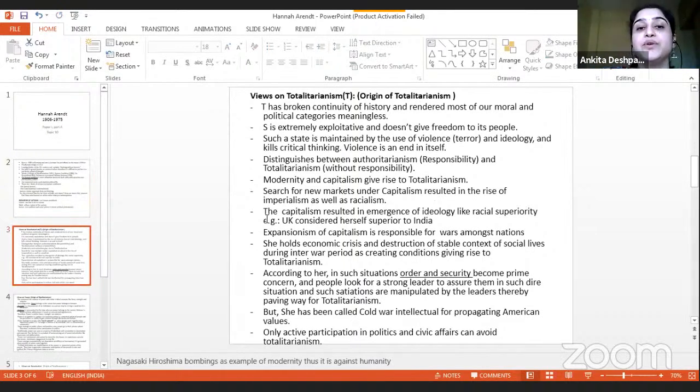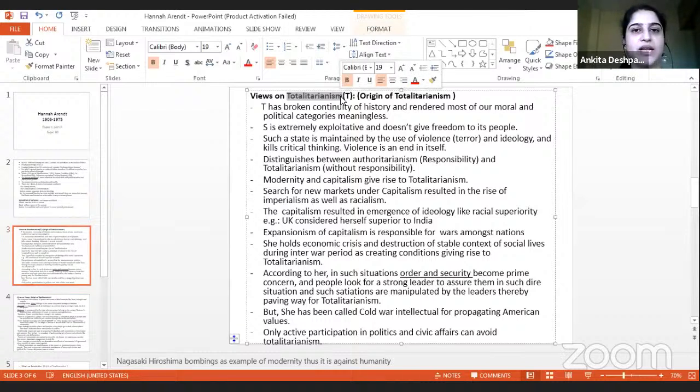Very important. Her views on totalitarianism. Okay. Totalitarianism is basically a type of government or a form of government wherein state controls your private as well as public sphere. So your social, cultural, economic, political, every field is under the total control of an authority of a state. That's why it is called as totalitarianism. There is nothing called as public sphere and private sphere. Everything is under the control of a state. All right. So she is speaking about totalitarianism. Her book, Origin of Totalitarianism, deals with her views on totalitarianism.